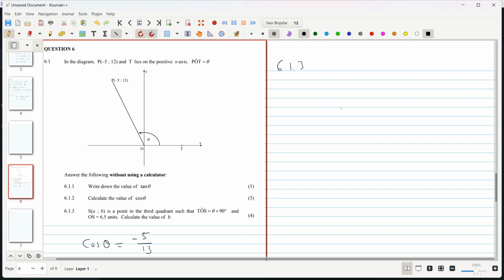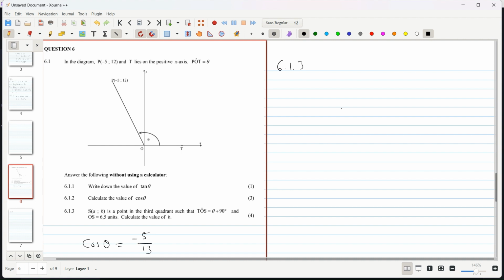But before we draw a point, we are told that angle TOS equals theta plus 90. So it means this point here in the third quadrant, the angle between O and S has to be 90. And when you add the theta here, it will be theta plus 90.